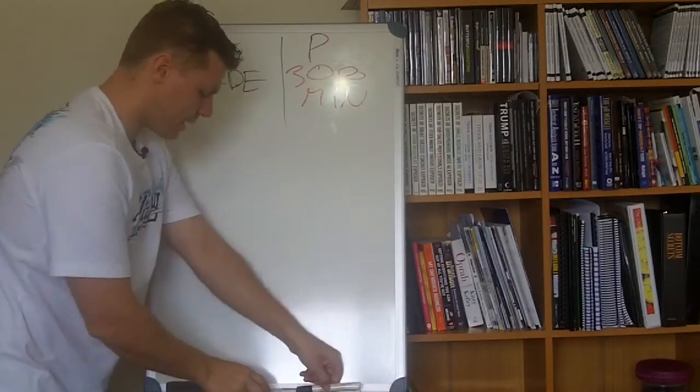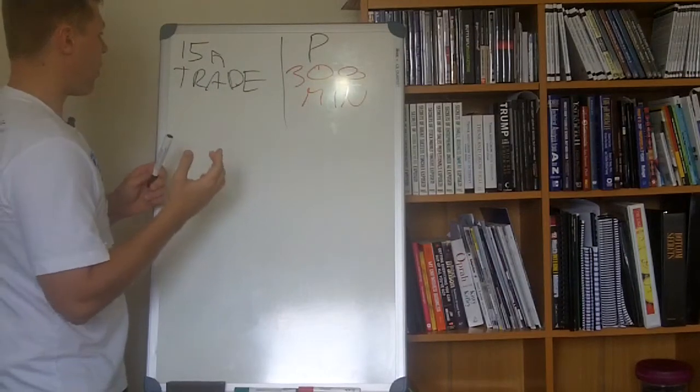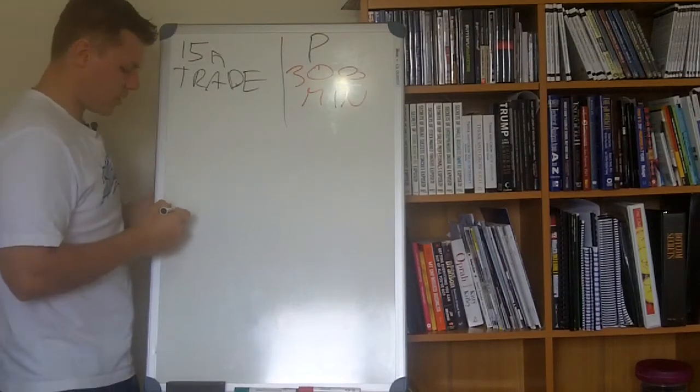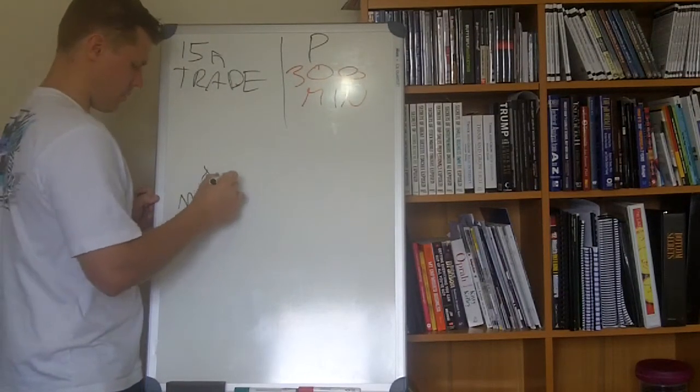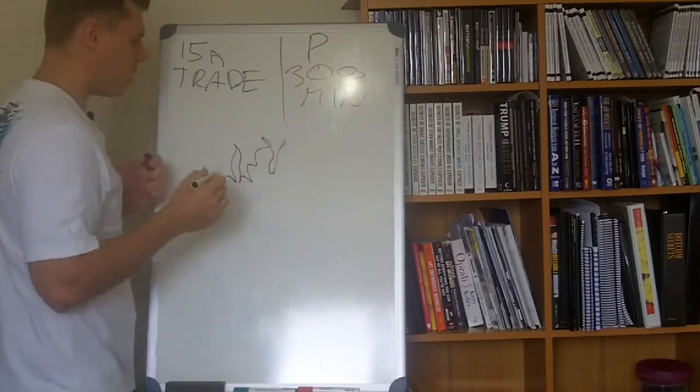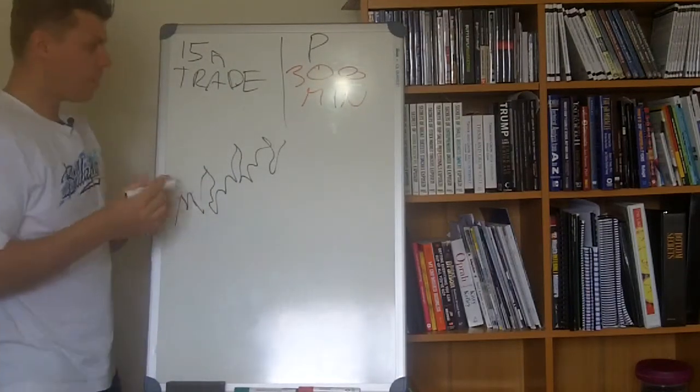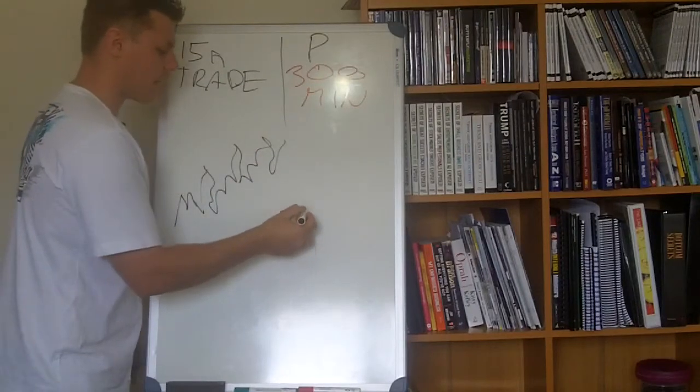What I mean by that is this. If we're looking at a 15-minute chart, the 15-minute chart's going to look like this, right? It's going to be messy. But if you look at a 300-minute chart, what's it going to look like?